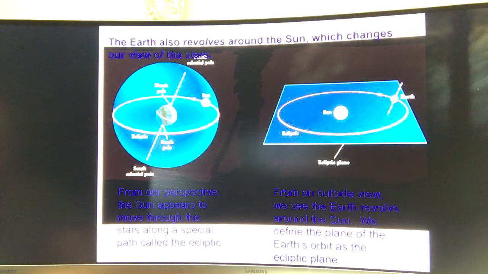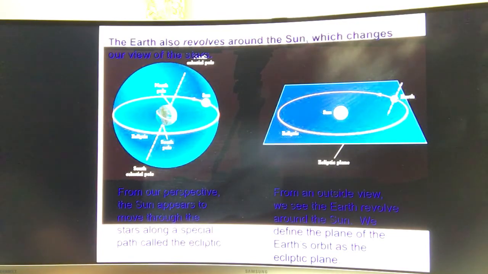in the celestial sphere, Earth is at the center, right? So when Earth is the center, it's as if the sun is moving around us, relatively speaking. From our perspective, the sun appears to move through the stars along a special path. This is called ecliptic. You can see here, this is the annual path of the sun, and we call it ecliptic.